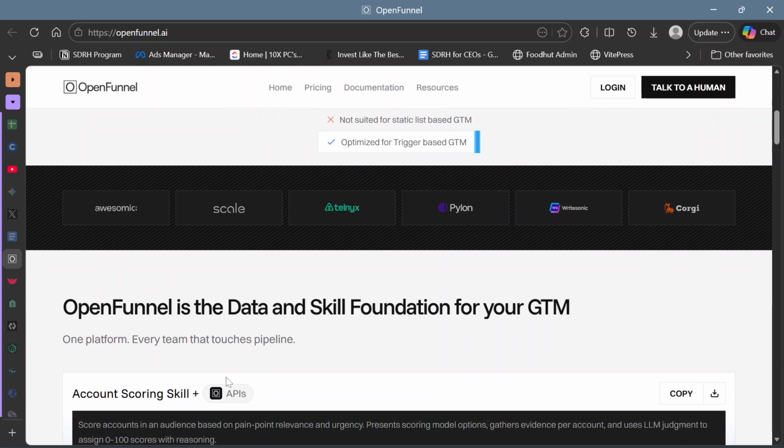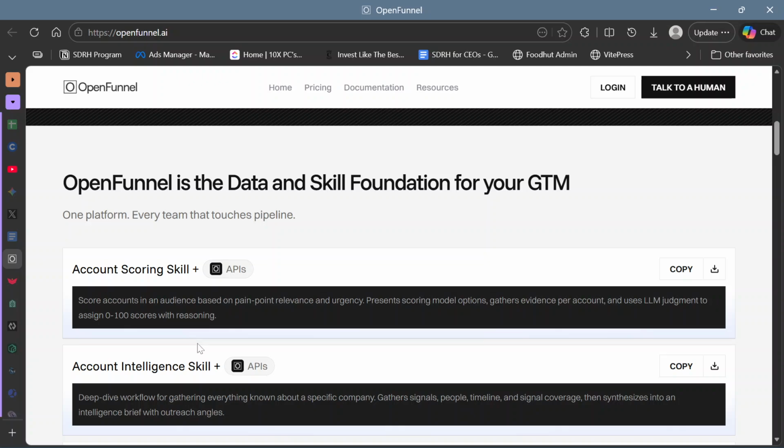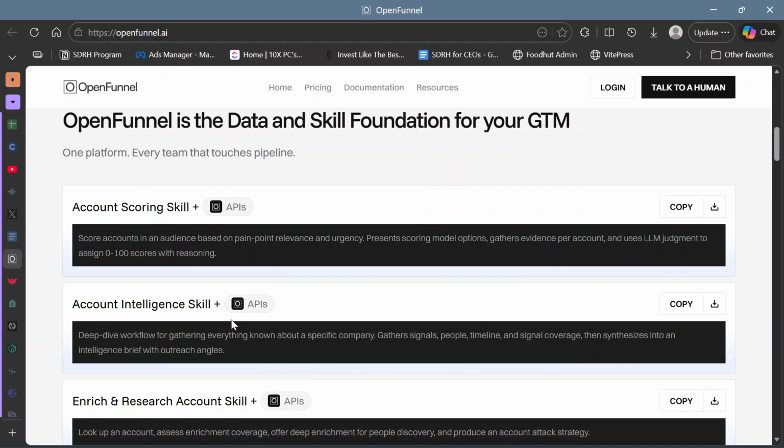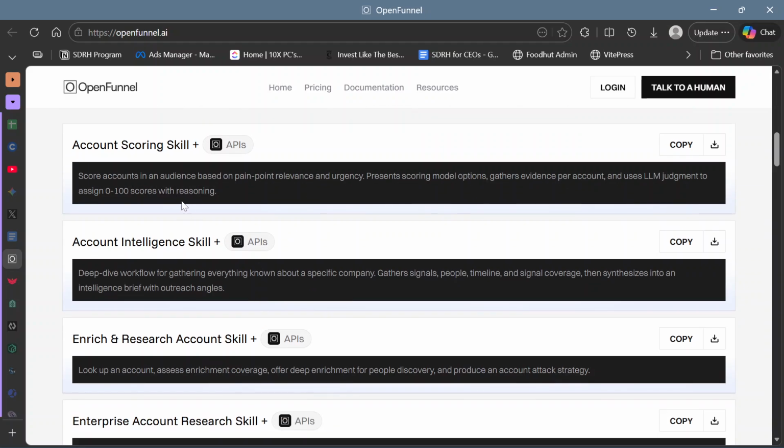OpenFunnel is a data and skill foundation for your GTM. One platform, everything that touches pipeline. First, we have account scoring skill plus APIs. So score accounts in an audience based on pinpoint relevance and urgency. Presents scoring model options, gathers evidence per account, and uses LLM judgments to assign 0 to 100 with reasoning. That's for account scoring skill.